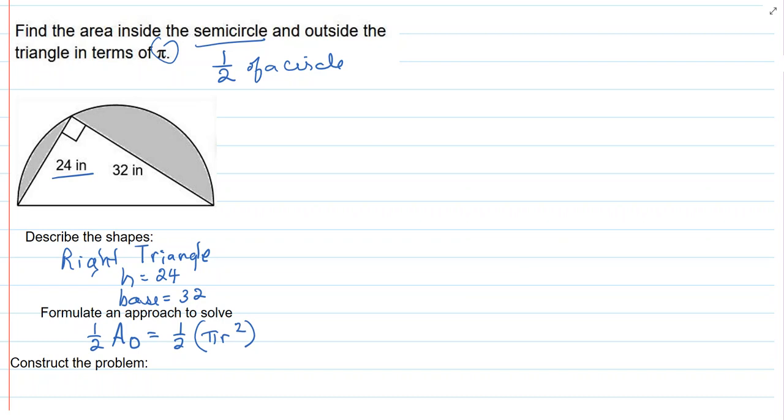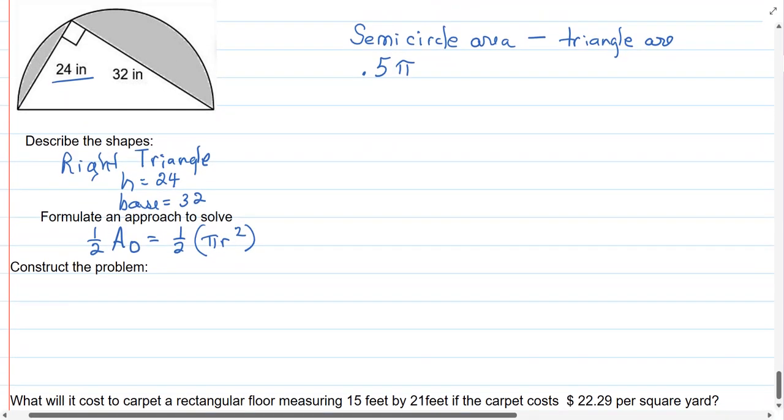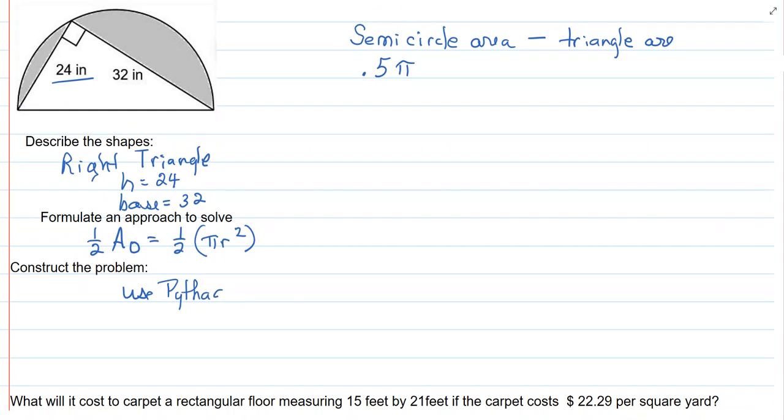So now we're going to construct the problem. So we want the semicircle area minus the triangle area. So I'm going to have 0.5 pi, and my radius, we have to look at the Pythagorean theorem. So I do have to do the Pythagorean theorem on this one. And we learned that in the previous section to find the diameter.